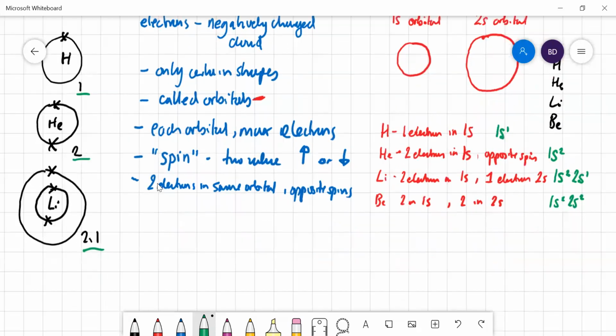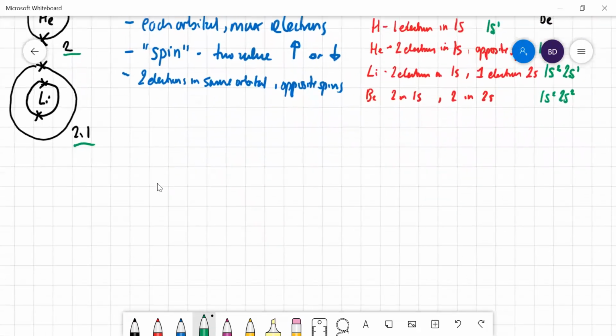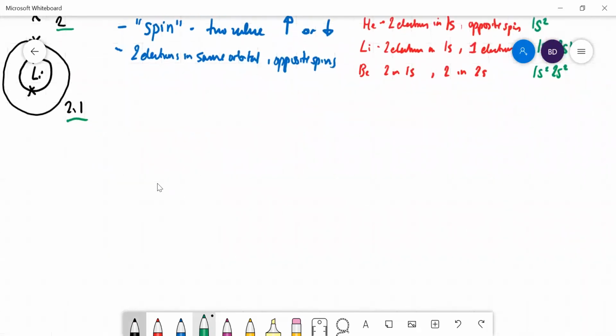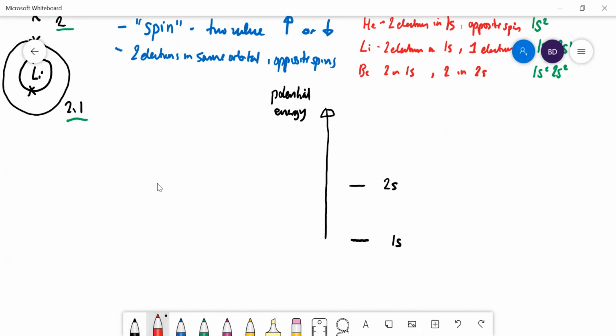But before we do that, I just want to show you how we can represent this in terms of energy. Here we're going to put energy, and it's really electrical potential energy, and it's higher up that way. Here's the 1s orbital, and here is the 2s orbital. When we're representing an electron, we draw an arrow, and the arrow shows you the direction of the electron's spin.